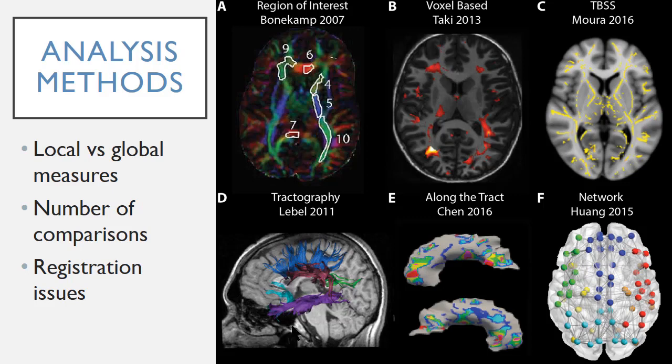Sensitive on a global level. You're assuming that the whole tract changes in a similar way, and you might not be sensitive to changes that occur only in one area of the tract. Along-the-tract methods try to overcome some of this sensitivity issue and are able to look at more changes in a more local way, but again, at the expense of susceptibility to registration errors, perhaps. And then finally, we have network approaches where you can trace out all of the connections in the brain and construct a structural connectivity network that you can analyze to look for things like efficiency and that sort of parameter.